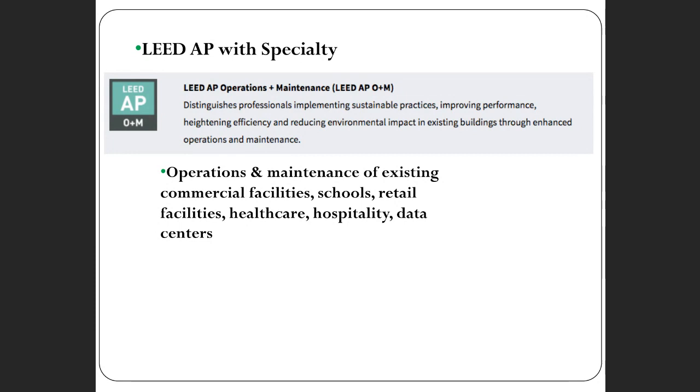Like LEED AP O&M would be operations and maintenance of existing facilities. So let's say you're a facility manager or a property manager, right? Or like me, in my previous job before what I'm doing currently, I was an energy manager. An energy manager is someone who looks across groups of buildings and looks for ways of making those buildings more efficient. I was an energy manager for a big company. So if you're in the operations and maintenance of buildings and you wanted to become a LEED accredited professional, you would be a LEED AP O&M.